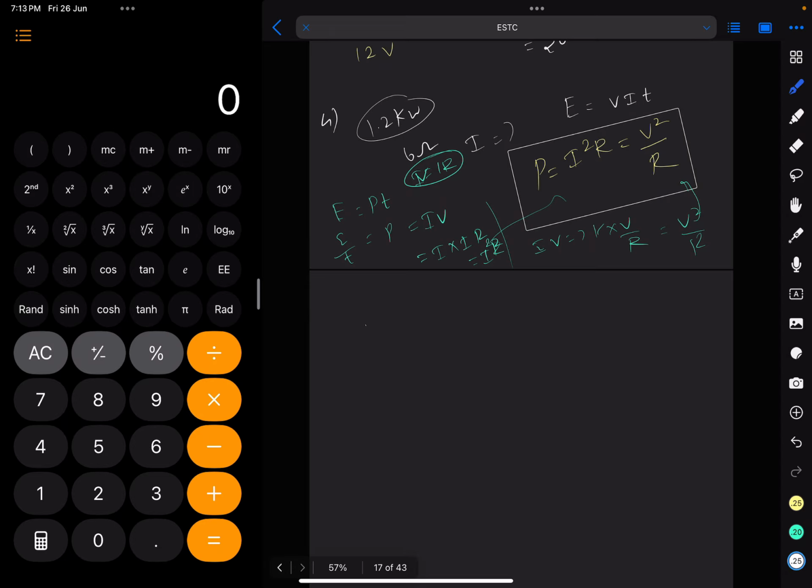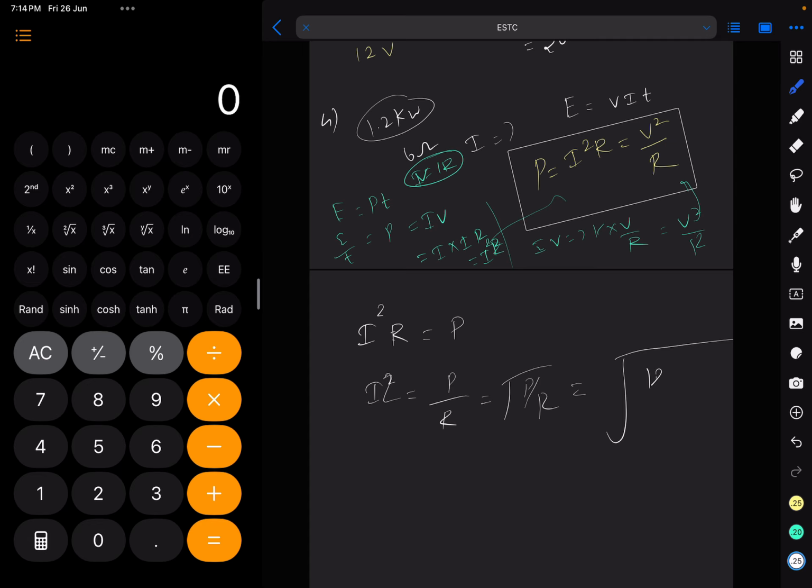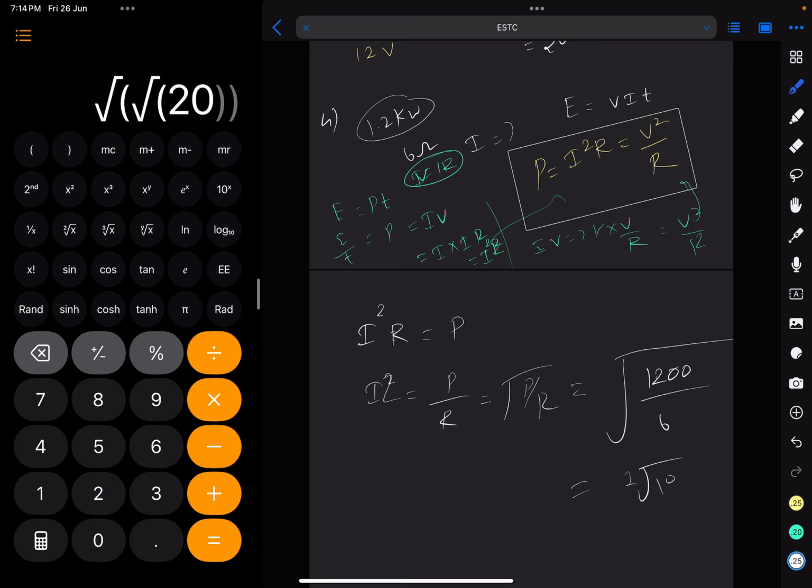What's the question? I is equal to... Okay. So I know I square R is P, right? So I square is equal to P by R, and I is root of P by R. Okay. So power is 1.2 kilowatt, so 1200 watt divided by 6, ampere, so 200 root 10, 2 root 10, 14. Oh, 14.1. Okay.